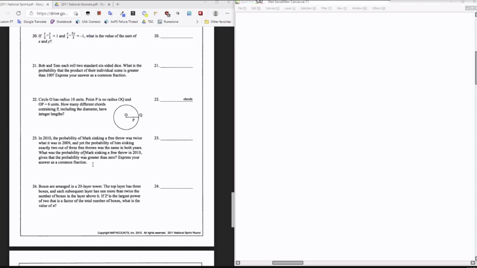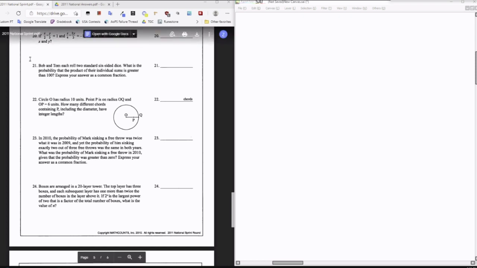Today we're going to be continuing 2011 National Sprint. Let's start on problem 22. Circle O has radius 10 units. Point P is on radius OQ and OP equals 6 units. How many different chords containing P, including the diameter, have integer length?